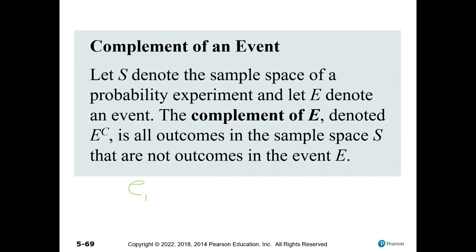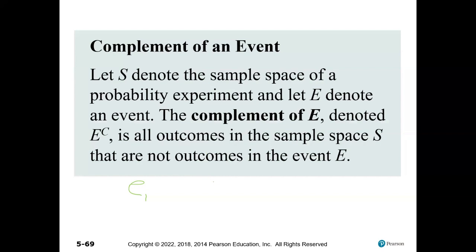So E superscript C is the complement of E. And what it represents is all the other values. So if I know what E is and its probability, E's complement is all the values that are not in E.